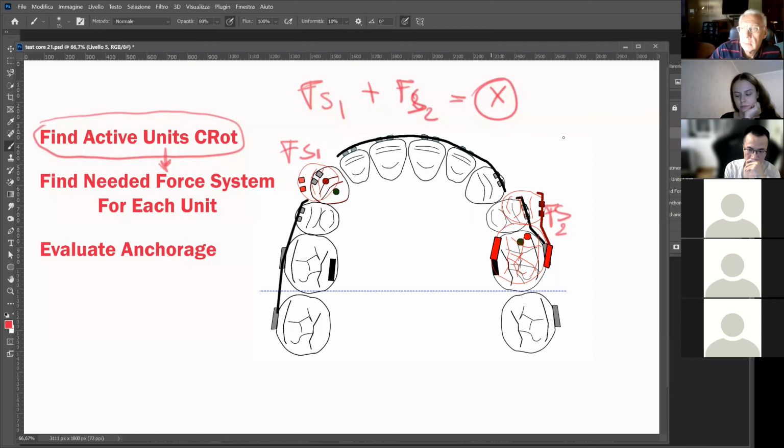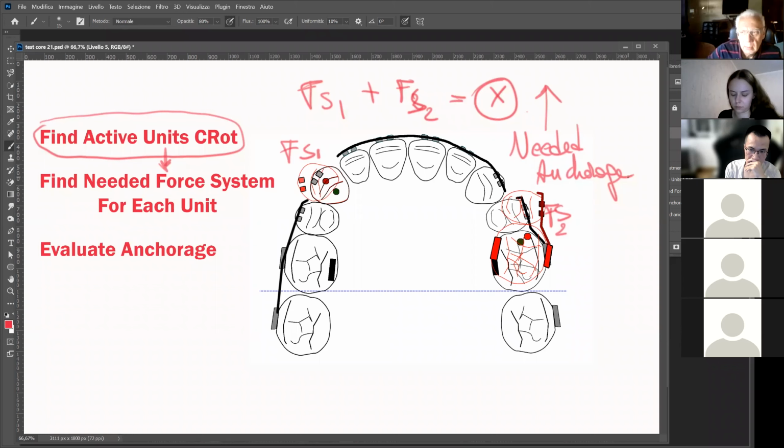So if this number is very high, you need a lot of anchorage. If this number is not so big, you need a little anchorage. The sum of these two force systems can be called needed anchorage. Okay?